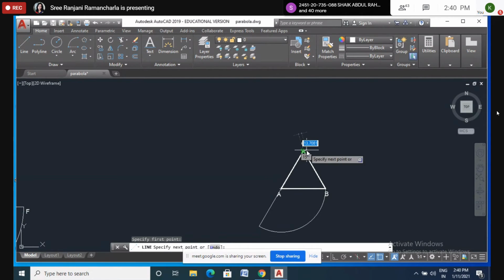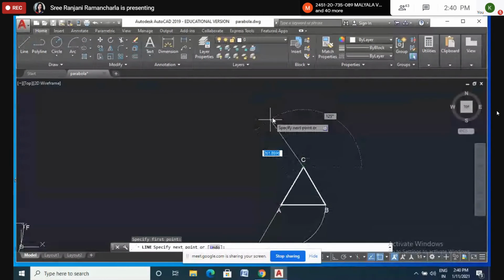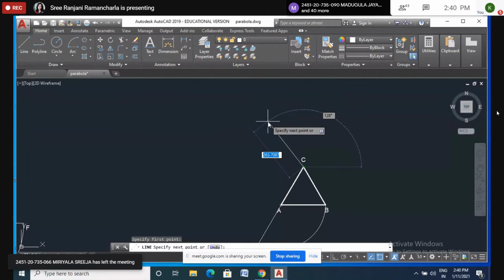Are you all getting it or not? You should have basic knowledge in geometry. So how much length should I take? Here the first blue color is showing the length of the line. Now we want the length to be 4 centimeters, so here I am typing 400.